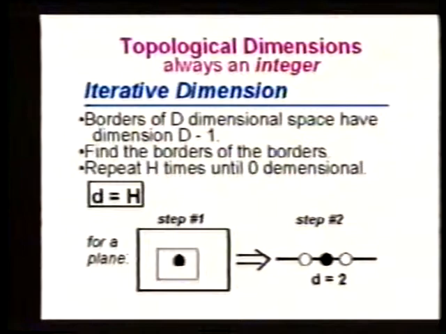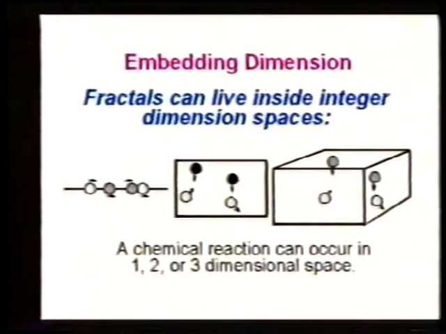So this is our last dimension. The embedding dimension is the dimension that the fractal lives in. Fractals can live inside integer-dimensional spaces. For example, we might have a line, and this line might be deoxyribonucleic acid, so it could be DNA. It could be an enzyme sliding along, causing a chemical reaction on the DNA. So we can have one-dimensional motion of an enzyme that lives on the DNA and can only move in one-dimensional space.